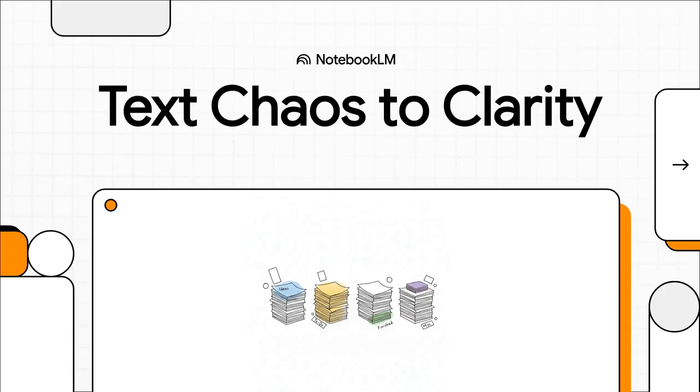Well, today, we're going to pull back the curtain on two really powerful techniques, text clustering and topic modeling, that can take all that chaos and turn it into clarity. This is how you find the hidden patterns in your data.